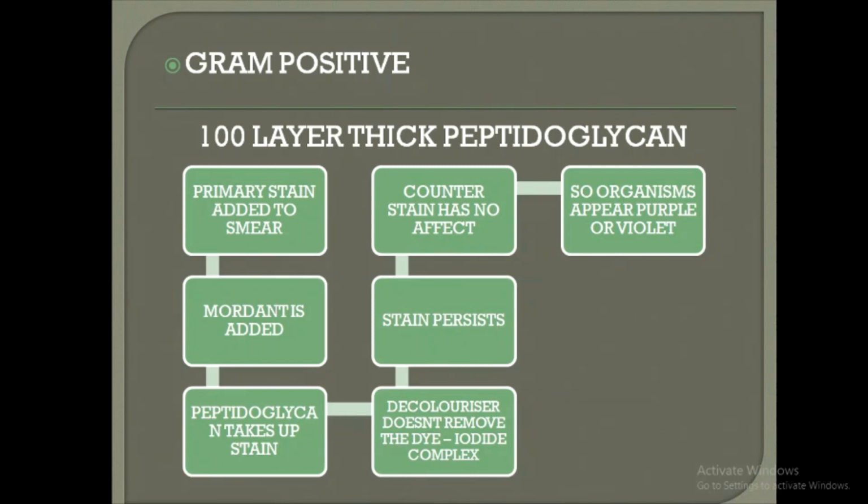Gram-positive bacteria have got a 100-layer peptidoglycan. And why is that so important? Because gram-negative has got only 1 or 2 layers. That's the very reason why the dye and mordant, when added to the smear, form a diiodide complex that doesn't get decolorized by acetone in gram-positive organisms due to their thick cell wall, and on the other hand, gram-negative organisms lose the dye and take up the counterstain.